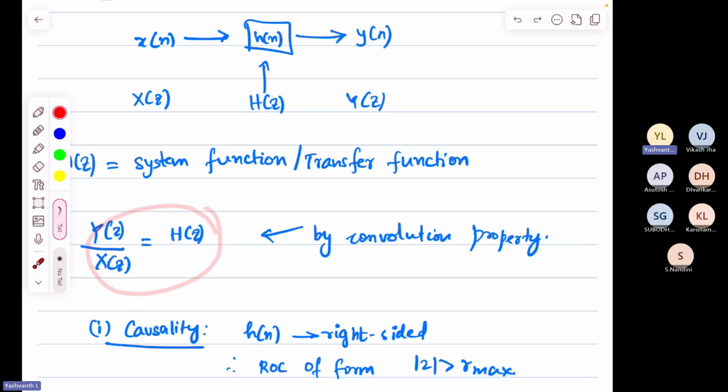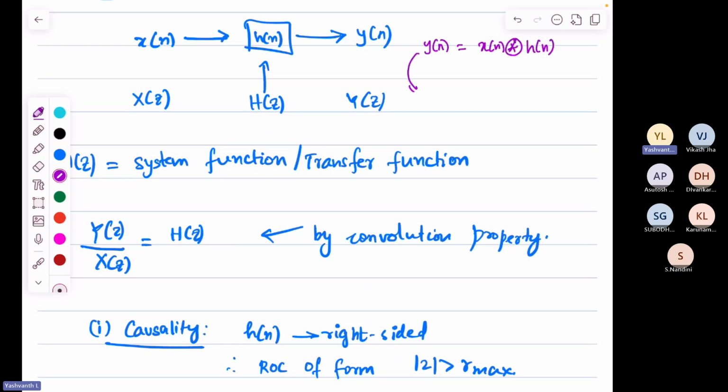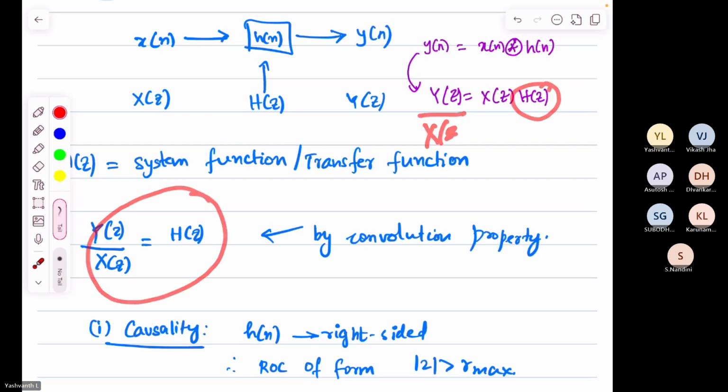How did I do this? By convolution property. Why? Because what I know is that for an LTI system, y of n is given by x of n convolution h of n. But by convolution property of Z transform, your Y of z is equal to X of z into H of z, or H of z equals Y of z by X of z, and that's what is written here.